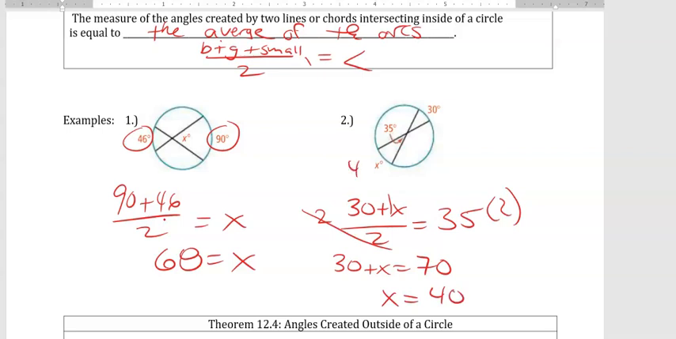And you can always check your answer also. You could say 40 plus 30 is 70, 70 divided by 2 is 35. Does anybody have any questions?